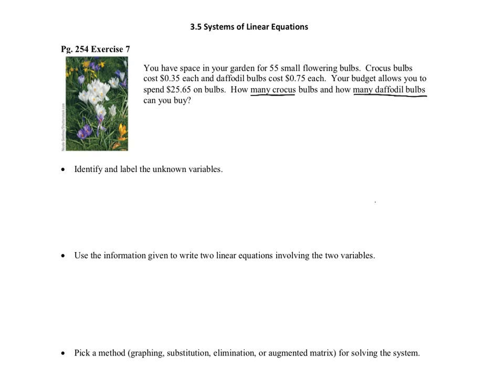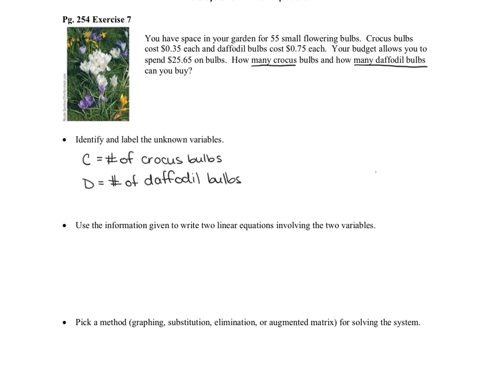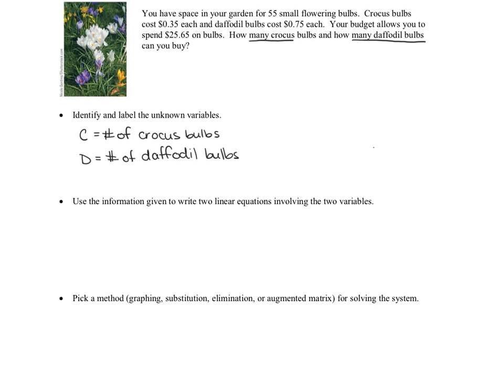So let's label them. Let's call C the number of crocus bulbs, and let's call D the number of daffodil bulbs. Now, because we have two unknown variables in this problem, we're going to have to write two equations. So our system will consist of two equations and our two unknown variables. Let's use the information that we're given to write our two equations. I'll call them equation 1 and equation 2.